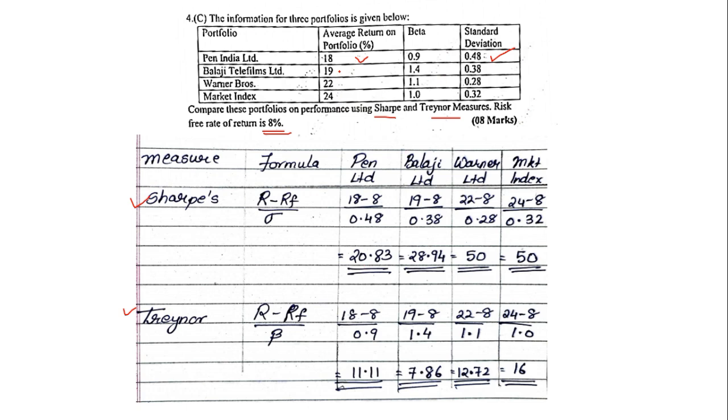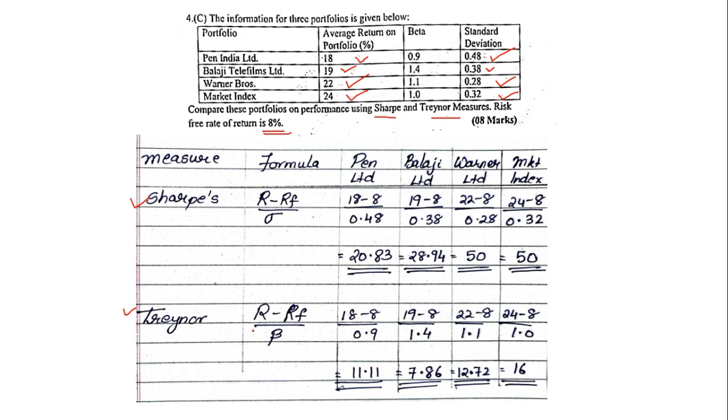20.83. For Balaji it was 19 minus 8 upon 0.38. For Warner it would be 22 minus 8 divided by 0.28, and last 24 minus 8 divided by 0.32. So when you minus and when you divide, you get the answer as 20.83, 28.94, 50 and 50.